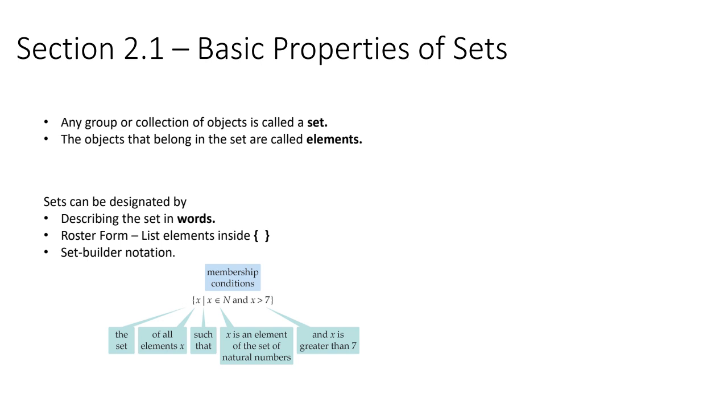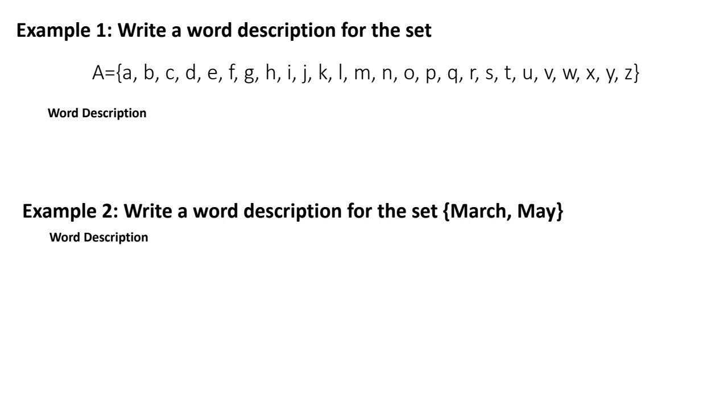Then we have a variable x, and x represents a typical element. Then we have a vertical line, which is read as "such that." So we're saying this set has the elements x such that they satisfy the conditions on the right. In this specific example, the condition is that x is an element of the natural numbers and x is greater than 7. So set builder notation is a very algebraic way of determining sets by describing the properties that each one of them has. So this is an example.